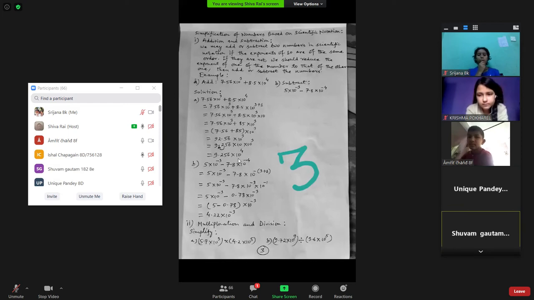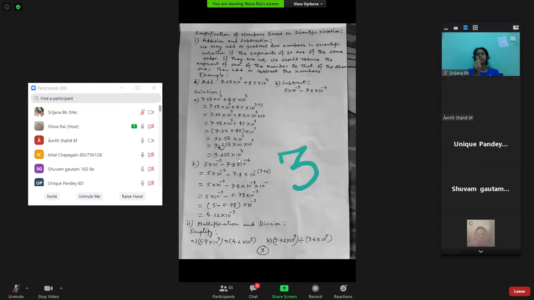That decimal we are shifting one place left. If you are shifting one place left, you have to multiply by 10. If you are shifting two places left, you have to multiply by 100. If you are shifting three places left, you have to multiply by 1000. Are you getting me? Yes, sir. This is very important.